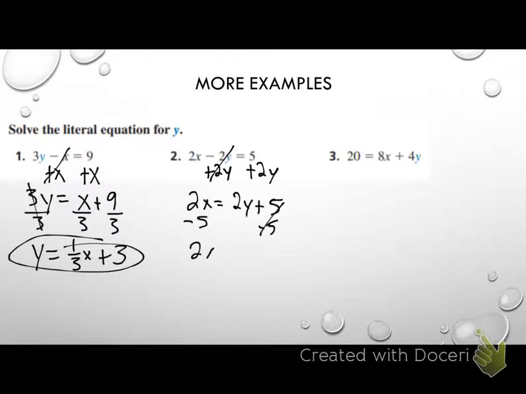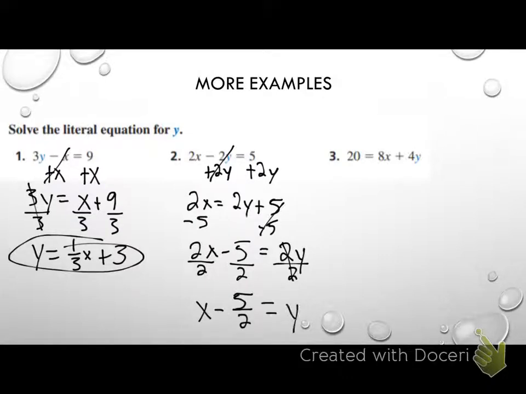So 2x minus 5 equals 2y. And now what can I do? Divide both sides by 2. So I get x minus 5 halves equals y. My equation is now solved for y. Any questions on number 2?